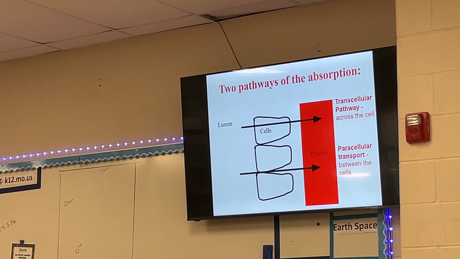So there's 2 pathways of absorption. There is the transcellular pathway, which goes across the cell itself, and then there's what's called the paracellular pathway, which is between the cells. So sometimes it's going to go, and then this is the blood. It can go across the cell, and then sometimes it goes between the cells. So these are the two different ways it can get reabsorbed. It depends on what the material is, which pathway it's going to take, whether it's going to go between the cells or go through the cell.